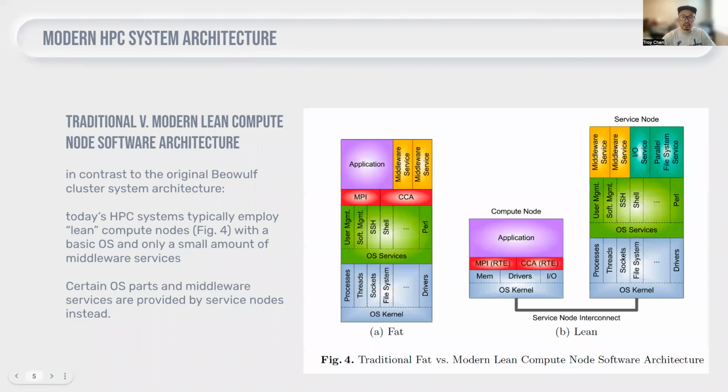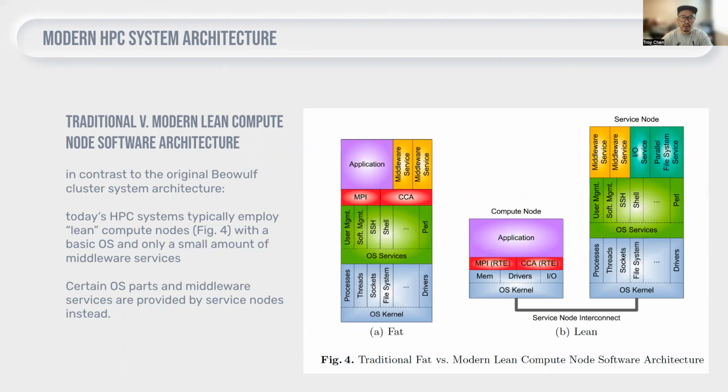And more to the architecture. Here's a comparison for traditional versus modern lean compute node software architecture. System software, such as OS and middleware, has been influenced by HPC as well, but also by the needs for customization and performance improvement. Similar to Beowulf cluster system architecture, system-wide management and gateway services are provided by head and service nodes.